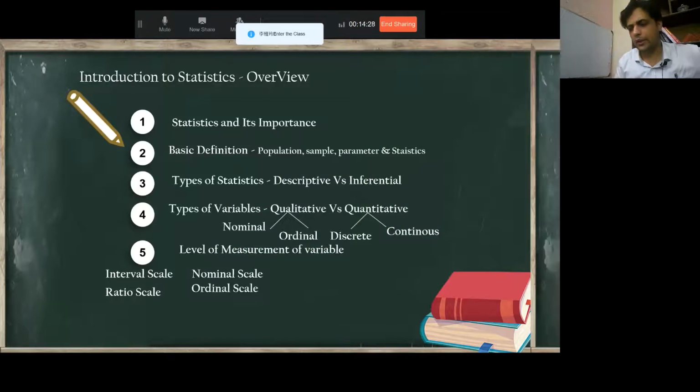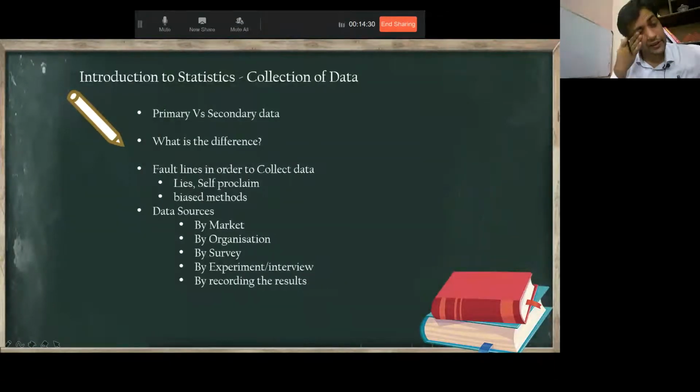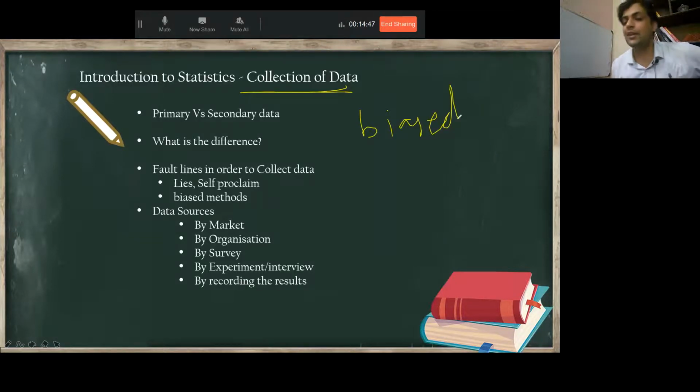Today, what we're going to learn, first let's have a background look at how to collect the data, right? How to collect the data, and how to check the biasness of the data. If there is any biased data, then it can lead us to wrong results, right? We can have certain tests. So what is biased data? First of all, where does the data come from?